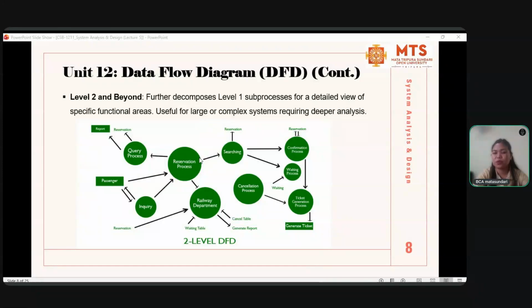When the reservation process goes to the railway department, searching also will go from the reservation process, then the confirmation process, the waiting process, and again it will go to the ticket generation process. Then it might be cancel ticket. It might also come in the ticket generation process and generate ticket. This is the deeper analysis of the DFD level 1.